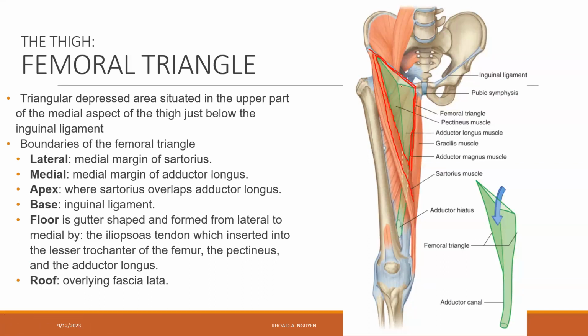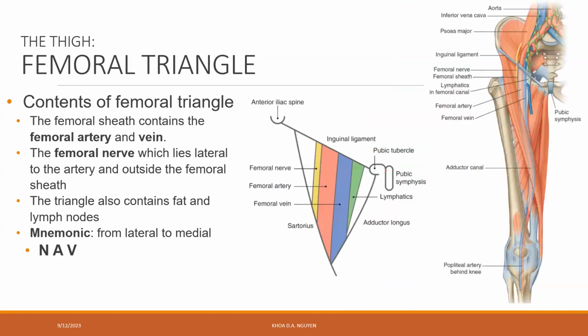Going into the femoral triangle are three major components: the femoral nerve, the femoral artery, the femoral vein, and some lymphatics, which is the minor component that goes through the femoral triangle. Importantly enough, you will need to know the order of these components in the femoral triangle. And there is a mnemonic that will help you do that.